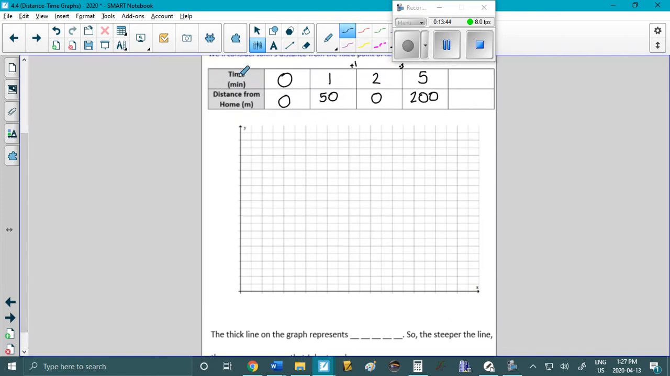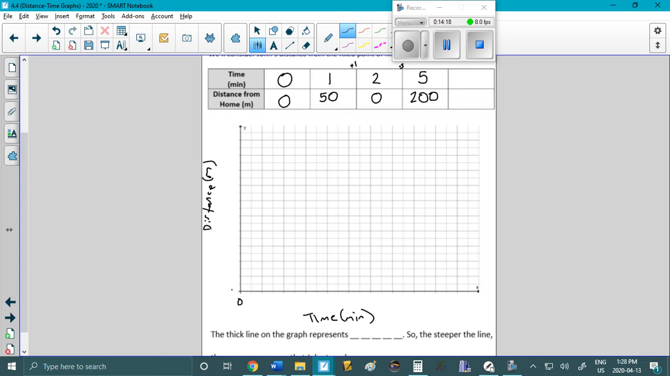So I always told you that in a table, the thing on the left is the independent and the thing on the right is the dependent. But when one's on top and one's on the bottom, we just say that this is the left and this is the right. So time is our independent, in minutes. And I'm going to say this is distance from home, but I really can't write sideways, so I'm just going to say distance. But remember, it is from home. That's important. So let's create an axis here that makes sense.